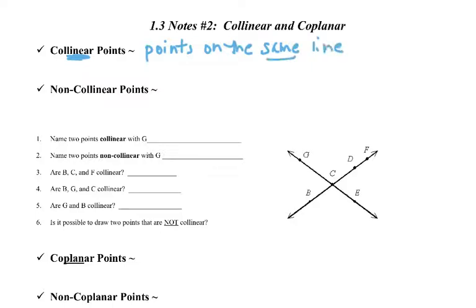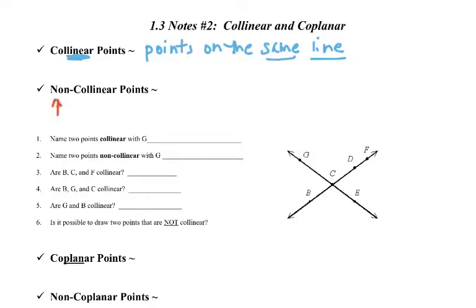Co always means together, right? The prefix co means together. Co-workers are people we work together with. Cooperate means we work together. So collinear points are together on the same line.